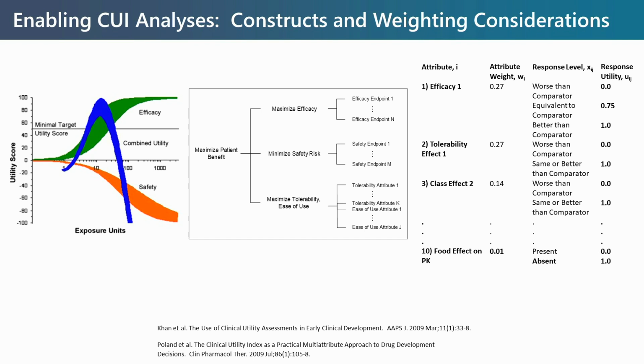And if the overall goal is to maximize patient benefit, you have three subcomponents. You want to maximize efficacy, minimize safety risk, maximize tolerability and ease of use. And within those subcomponents, you have different endpoints, both for efficacy, safety, and ease of use.